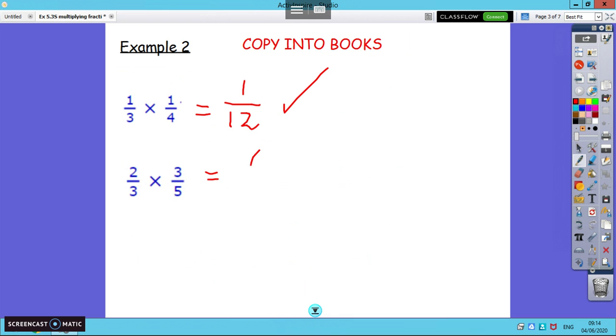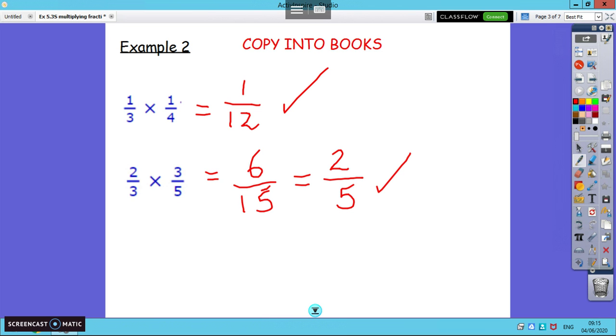2 times 3 is 6. 3 times 15 is, 3 times 5 is 15. Can I simplify that? Yes, because I can divide 6 and 15 by the same number. I can divide them both by 3. How many 3's go into 6? 2. How many 3's go into 15? 5. So my final answer is 2/5 there.